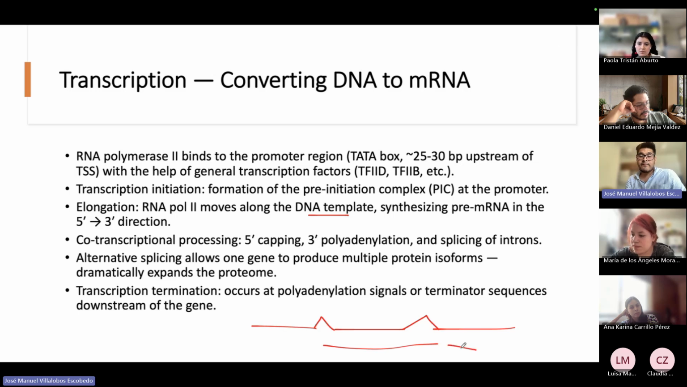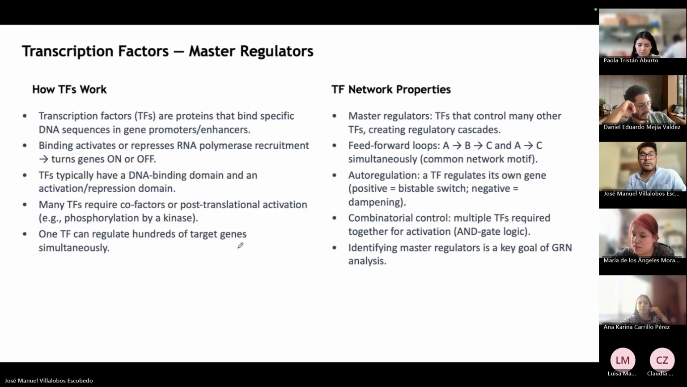But there is also alternative splicing, for example, where we can find different isoforms of the same gene. That is very important, and it is good to have an idea about these kinds of elements. So at the end, we can have different networks.